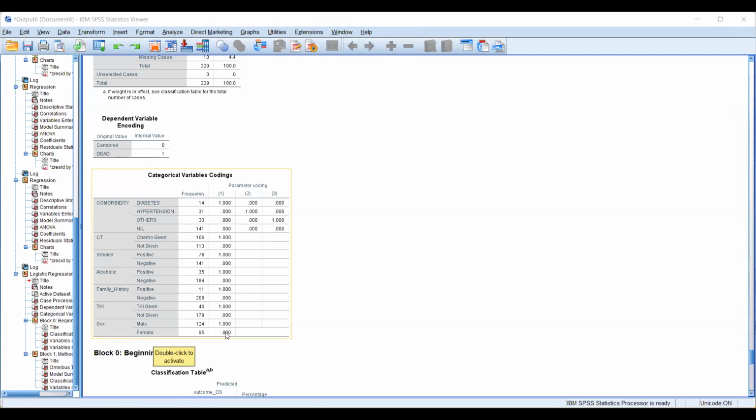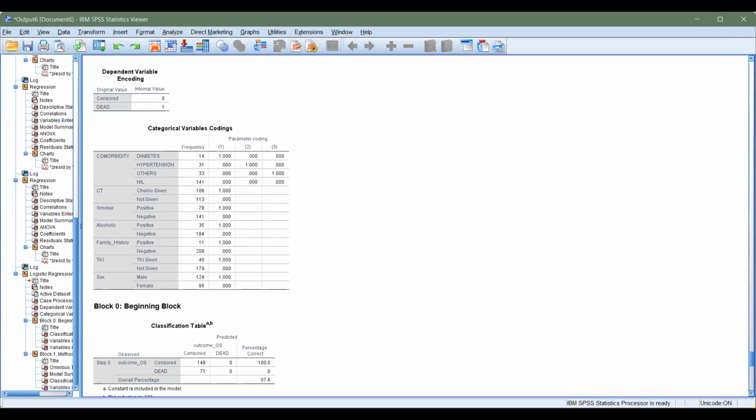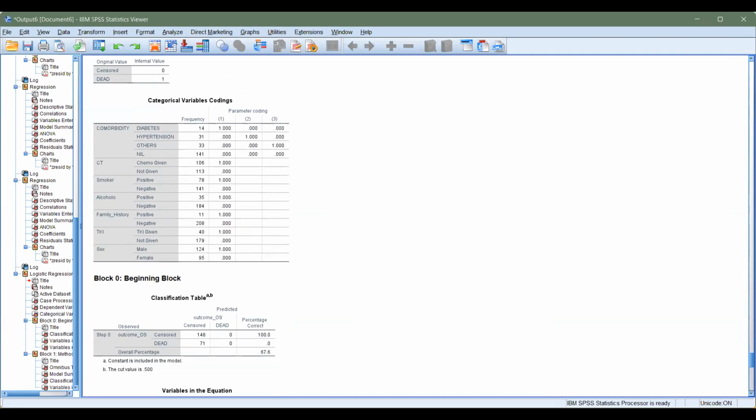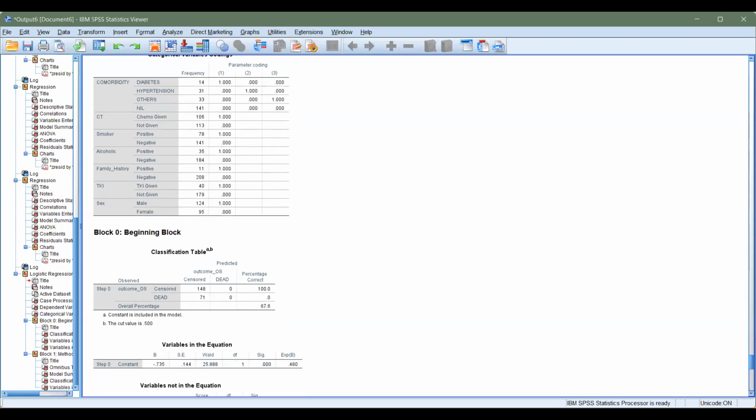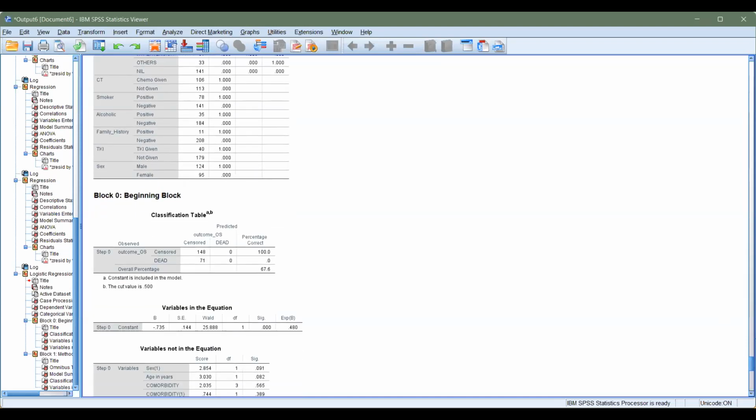So here you can see that wherever you are getting this, that means this is given. Female is the reference category. We are talking about the male because most of the time the literature says lung cancer is identified in the male person. As you can see in the data set also, the frequency says more males are there with lung cancer, 124 out of 95 females.